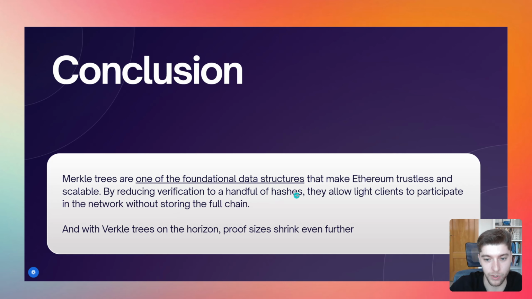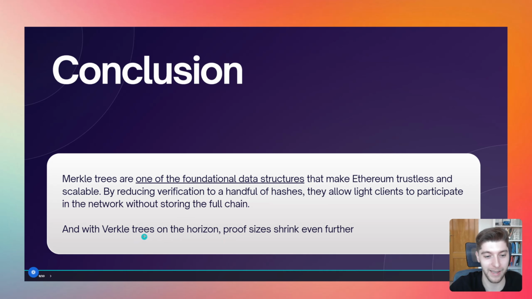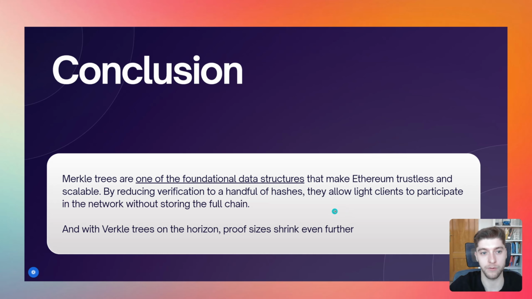By reducing verification to a handful of hashes, they allow light clients to participate in the network without storing the full chain. This is extremely important. You don't want to use a lot of computational power to basically get just one piece of data. It is not scalable. Okay. And with Verkle trees, which is a new, enhanced version of a Merkle tree, let's call them that for now. It is very, very new. So with Verkle trees on the horizon, proof sizes shrink even further. So this will make Ethereum even more scalable and more usable for every single client out there.